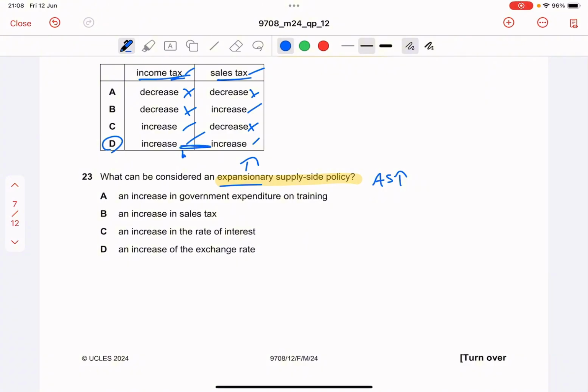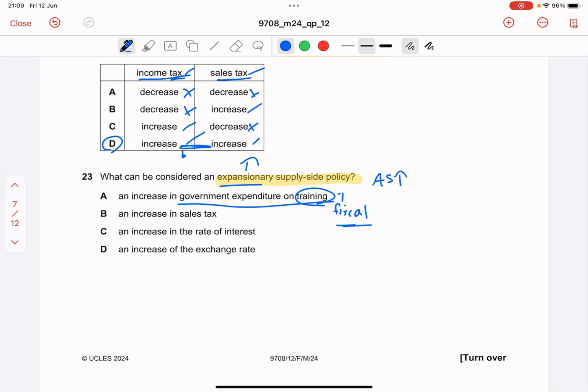So the first option says an increase in government expenditure on training. In a policy, if it directly involves the government, then the policy is likely to be fiscal. But if it directly involves the central bank, then it's most likely to be monetary. So in this case, an increase in government expenditure on training can be a fiscal policy, but it is spending on training.